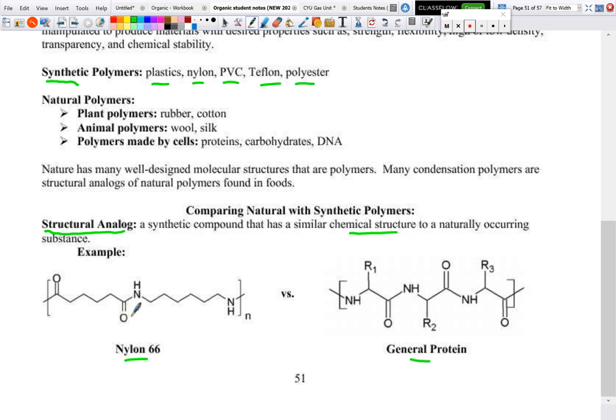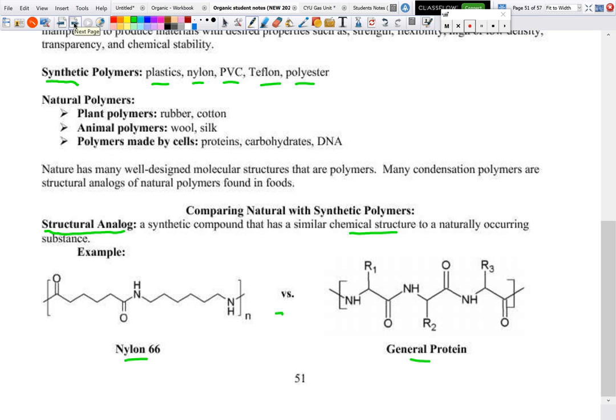We have our carbon double bond oxygen. We have our nitrogens here. Now we're missing the R groups, but that's fine. We notice how they do look very similar. And we know proteins, what they do for our body, we need them to survive. Nylon, it's enclosed. So there's structural analogs where they look similar to each other, but functionally they're completely different.